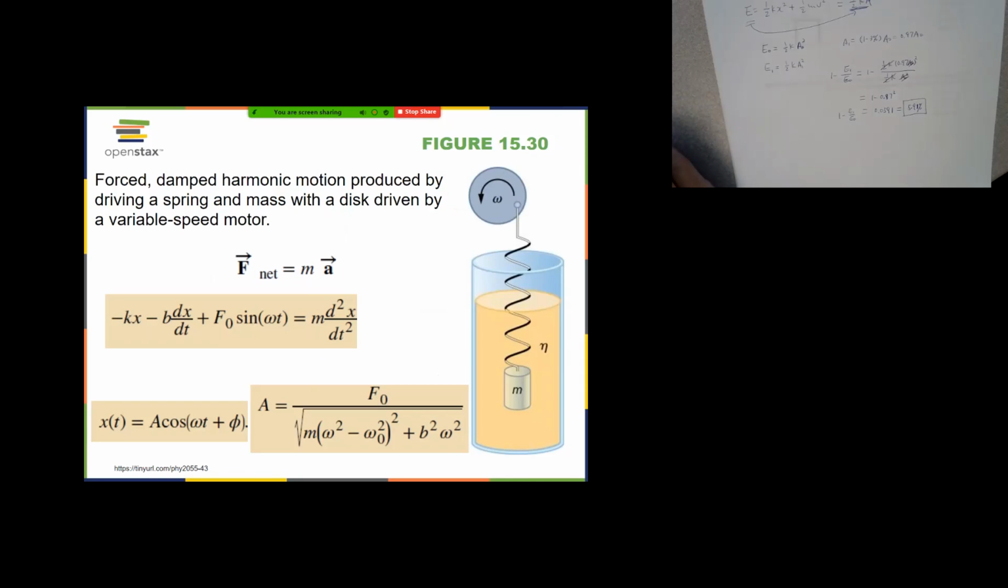All right. So in this case, let's take a look at the example shown in this figure. You can drive this oscillation by having this rotate with the angular frequency omega. If this omega matches up with the natural frequency, then the oscillation will be forced. So you'll actually get resonance, and the amplitude will be larger.